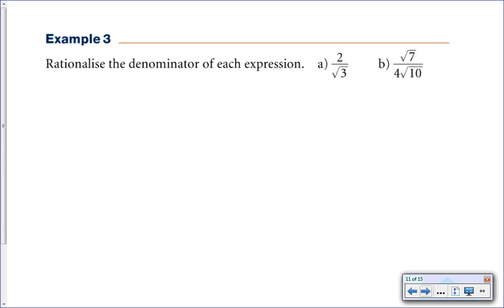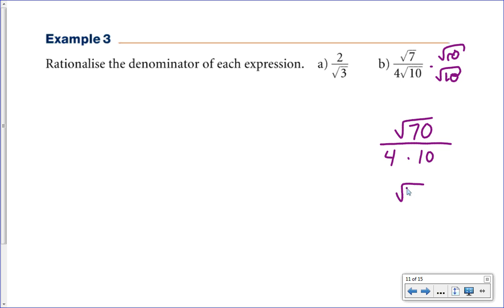Let's just do this example B here. The 4 is not what's causing us the problem, it's the square root, that is, the root 10. So it's okay to just multiply by root 10 over root 10, since that's what's causing all the trouble. The numerator will become the square root of 70 if I'm following my property that says I'm allowed to multiply with the same index. And the denominator will become 4 times square root 10 times square root 10, which is square root 100, which is just 10. And so this ends up being the square root of 70 over 40. And it would be good to think about simplifying that root 70, but I can't think of any perfect squares that go into that.